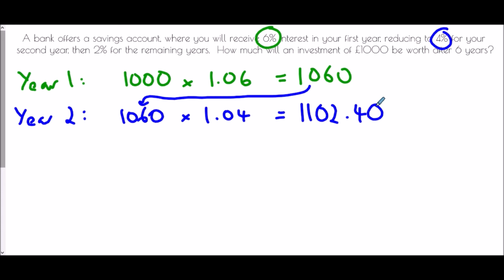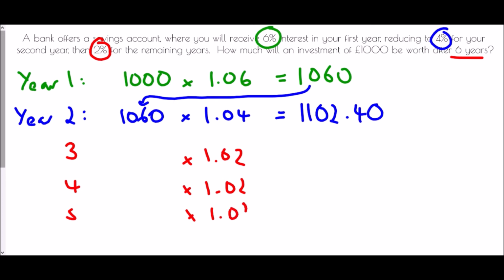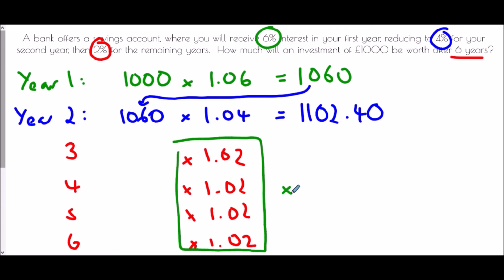And then for the remaining years, you only get 2% interest. But it wants to know how much you would get after 6 years. So we could say, well, at the end of 3 years, we would times by 1.02. At the end of 4 years, we times by 1.02. At the end of 5 years, times 1.02. At the end of 6 years, times 1.02. But because this is repeated change of the same value, what we could actually say is, well, this is times 1.02 to the power of 4.